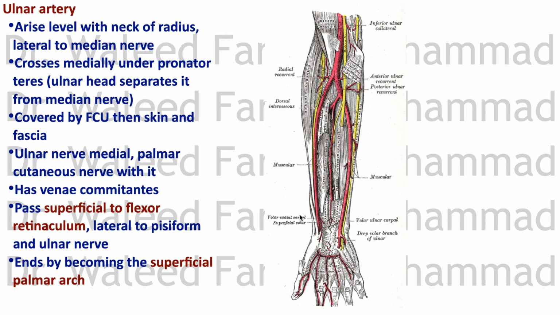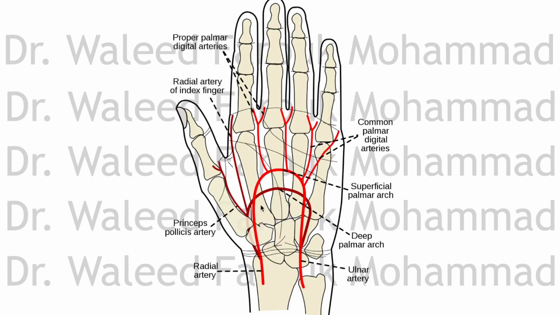So the radial artery forms the deep palmar arch. This one, the ulnar, will form the superficial palmar arch. Now, see, this is the superficial palmar arch. This is the deep palmar arch. Now, how do you distinguish between both in X-rays, in arteriographies? The deep palmar arch is level with the bases of the metacarpals, while the superficial palmar arch is level with the mid shafts of the metacarpals. See, this is how you distinguish between the two arches.